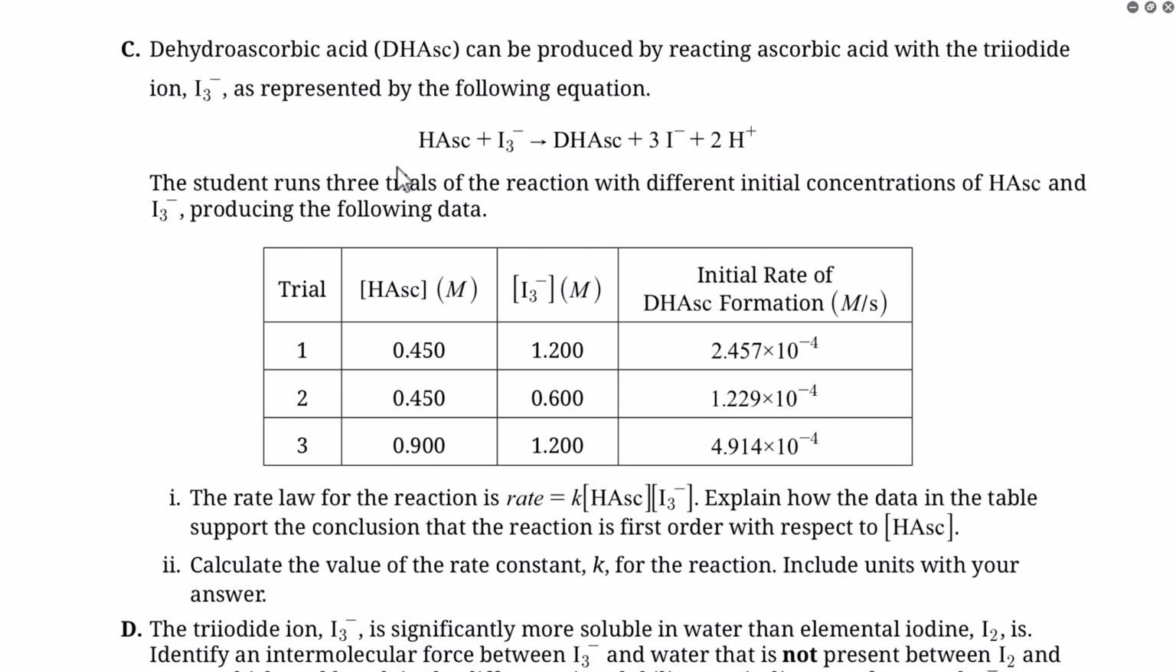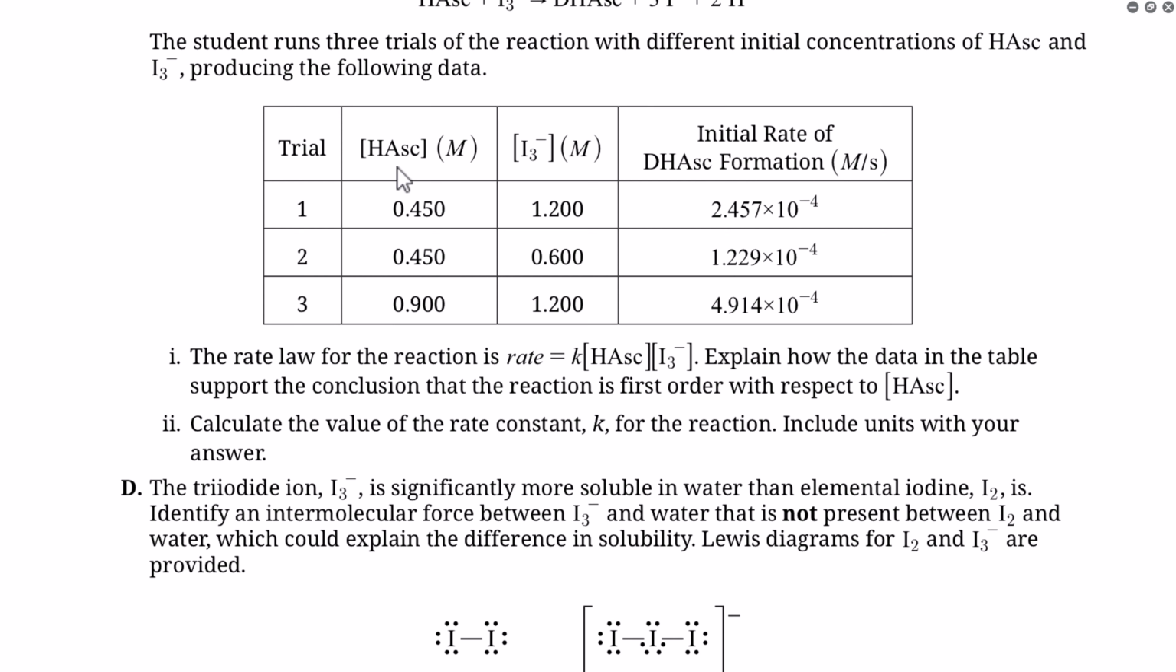Dehydroascorbic acid can be produced by reacting ascorbic acid with triiodide ion as represented in the following equation. The student runs 3 trials of the reaction with different initial concentrations of HASC and I3-, producing the following data. So we're given 3 different trials here with different initial concentrations and different rates of formation. It says for number 1 that the rate law for the reaction appears to be first order for both of them. It says explain how the data in the table supports the conclusion that the reaction is first order with respect to HASC. So we're only doing one of these.